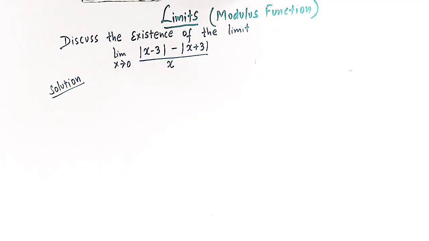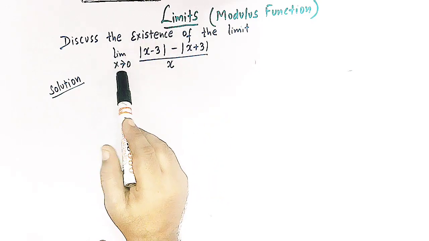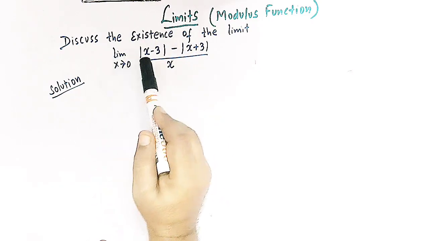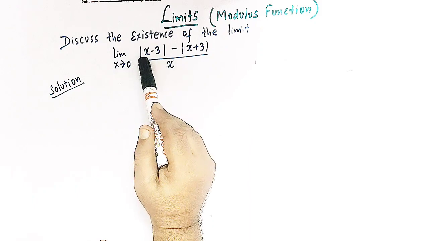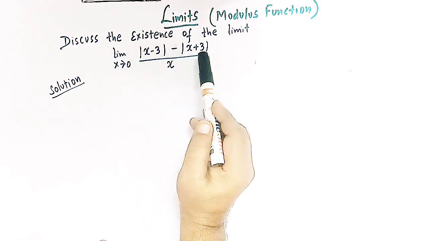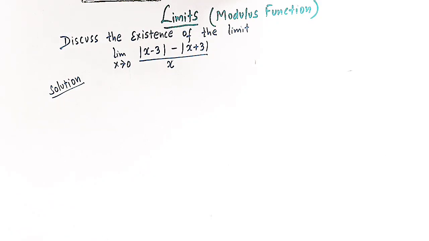Hello viewers, in today's session we are going to discuss another important and conceptual problem from limits involving the absolute value function or the modulus function. So here we have to discuss the existence of this limit, that is limit x tends to 0, of the function mod of x minus 3 minus mod of x plus 3 divided by x, right?